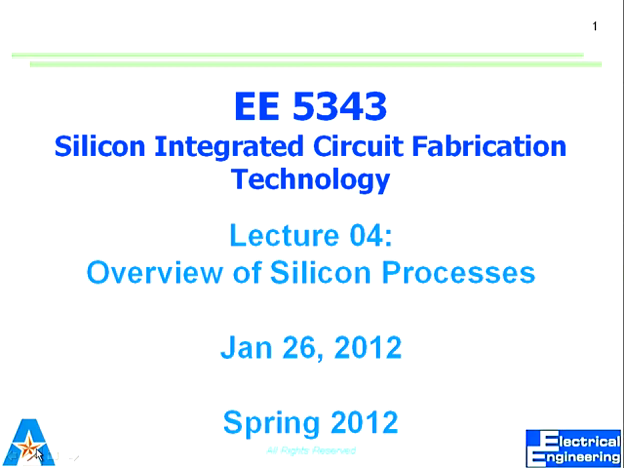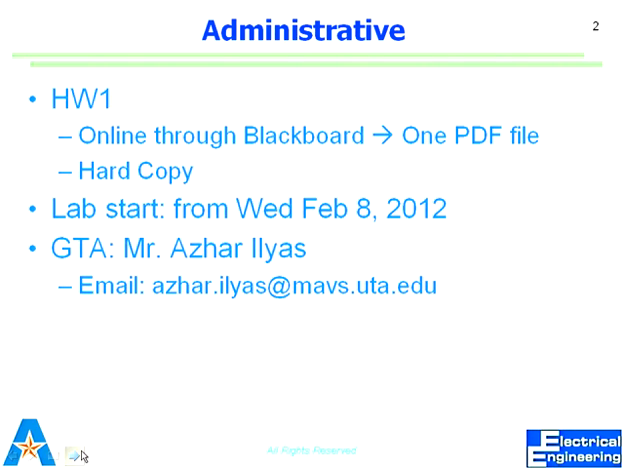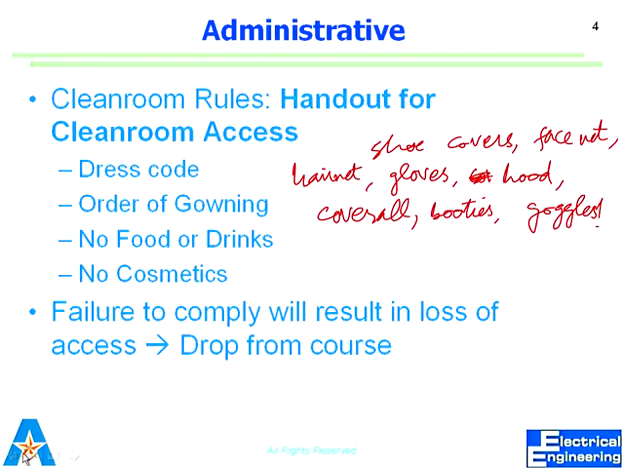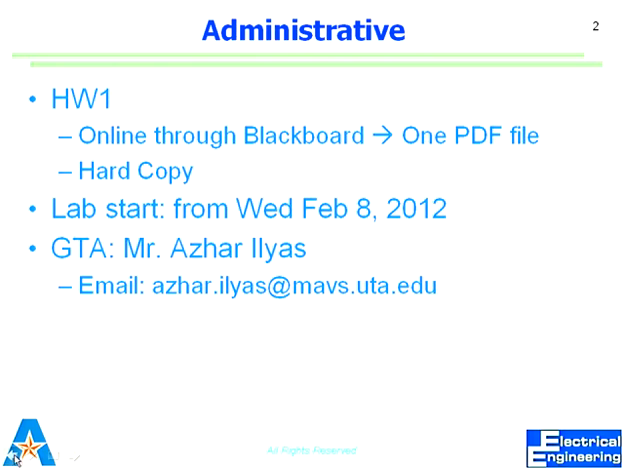So, first thing, we'll have lab from the week after, from February 8th. We're still waiting on a couple of chemicals. So that means the lab will start from Thursday of next week, after Wednesday, which is February 8th. So, it says again, email address of GTA.